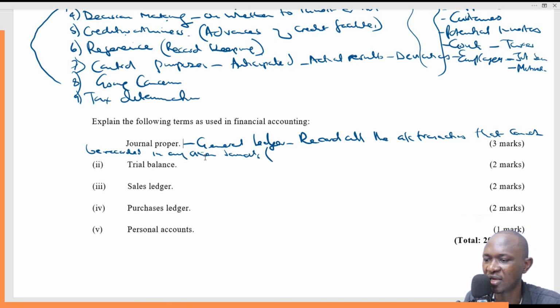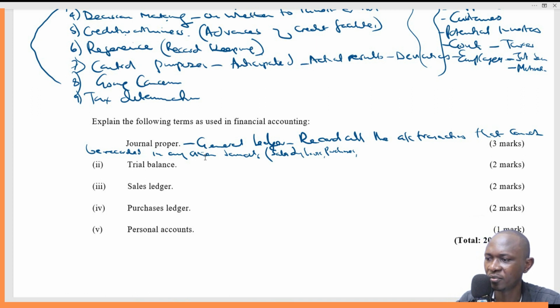What we mean by any other journals, we have the sales day book, we have the purchases day book, we have the return inwards day book, we have the return outwards day book, we have the petty cash book. Those are the other journals or day books that we have. Anything that cannot fit in those books will be recorded in the journal proper or the general journal. So it's a book that is basically used to record all the other transactions that cannot be captured by other existing day books.